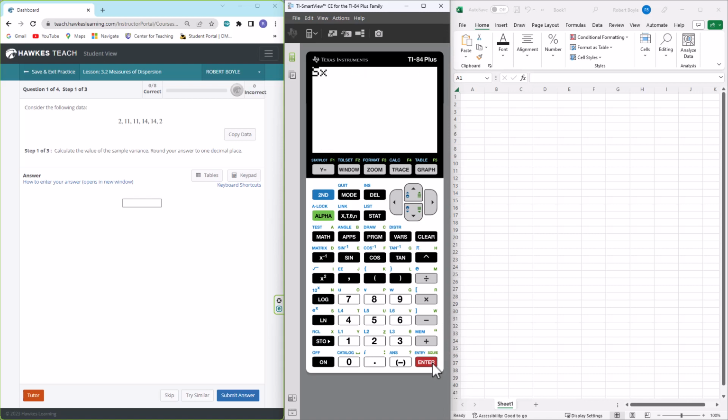Now remember, the standard deviation is the square root of the variance. So the variance is the square of the standard deviation. So I want to take this value and I want to square it. Hit enter. That is my answer, 31.2.